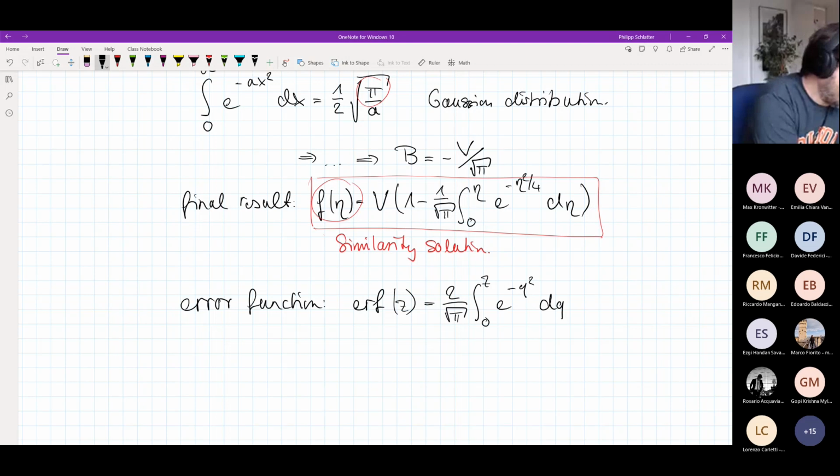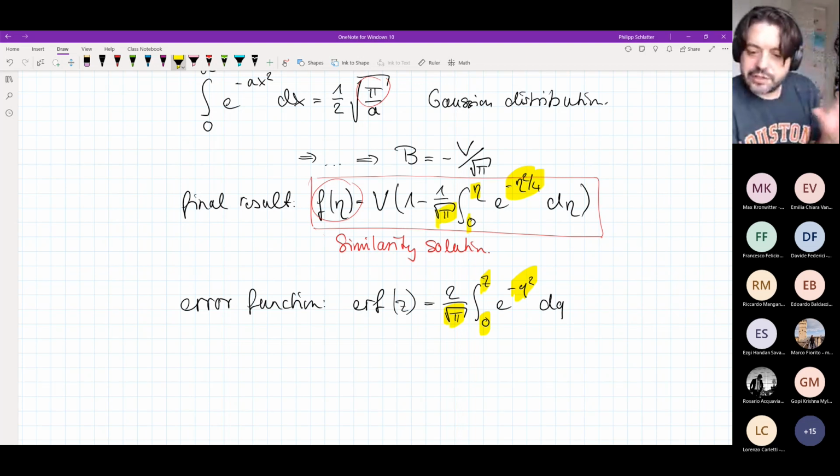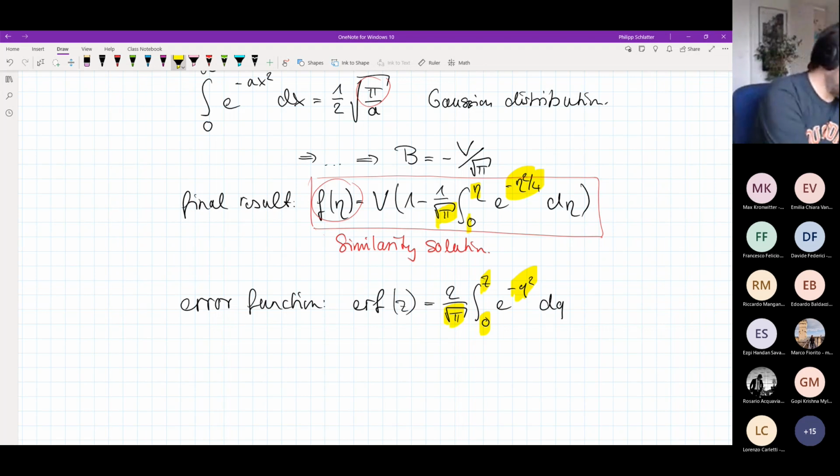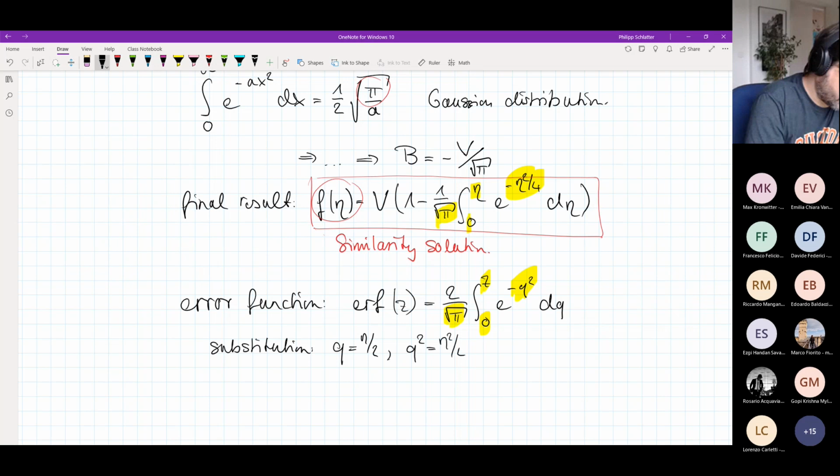Now, what we can do is realize that the error function is actually kind of similar. We have here something that is squared. We have an integral from 0 to z. Then we have this pi here. So there's certainly a similarity between our similarity solution and the error function. Now, by just using a substitution, we substitute q to be eta divided by 2, which then of course means that q squared would be eta squared divided by 4, and d eta in that case becomes 2 times dq.